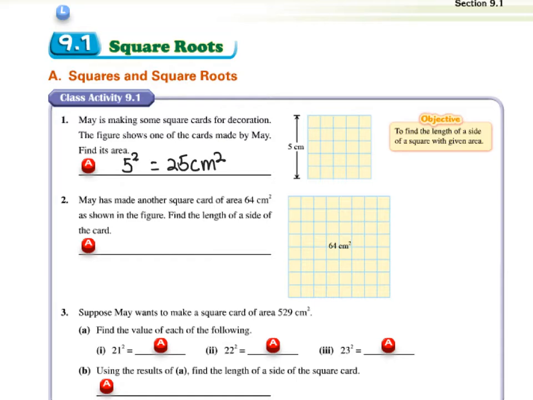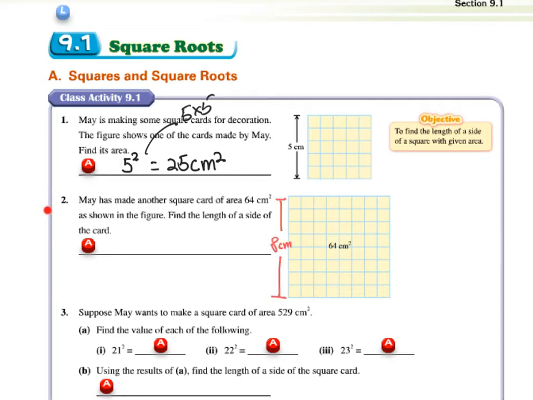In part 1, they ask you what is the area of the square whose side length is 5. We know the area is 5 times 5, which is what we have learned. It is 5 square. 5 square means 5 times 5, which is equal to 25 cm square.